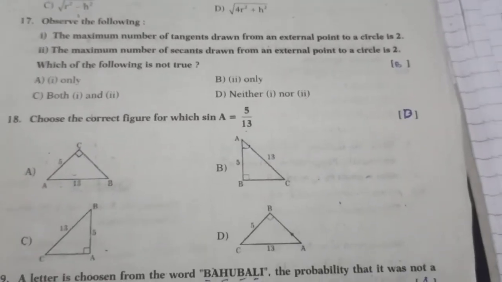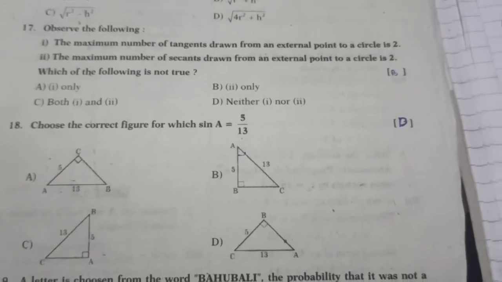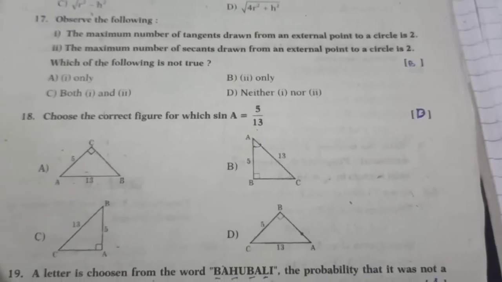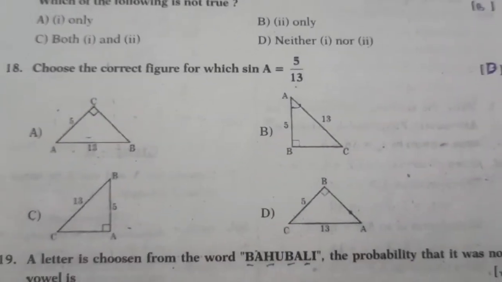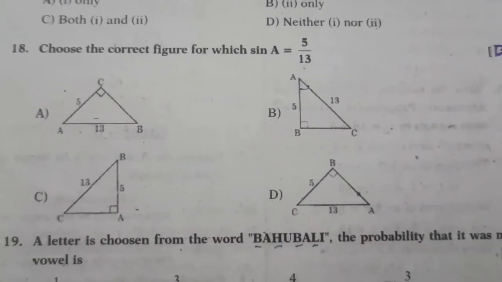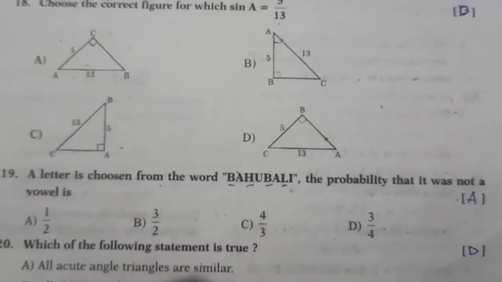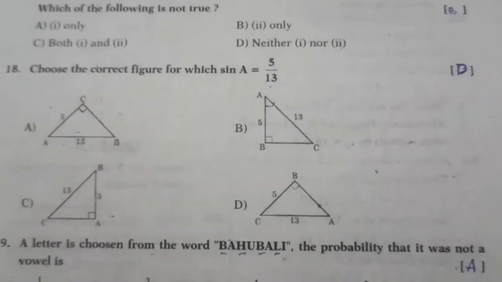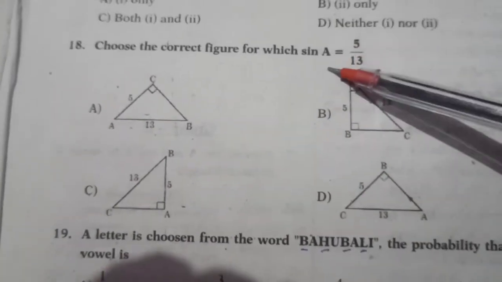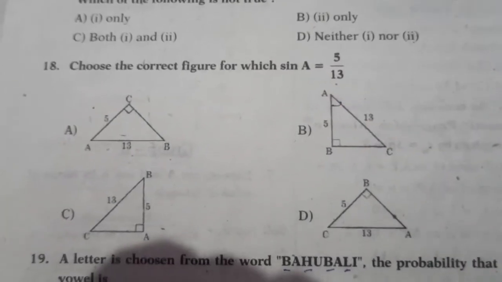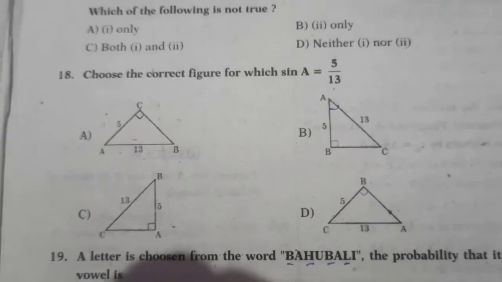Correct figure. See here. Choose the correct figure of sin A equals 5 by 13. It is option D. Option D is correct. How is option D correct? Because he is asking sin A, so we have to take the angle A. So for this sin A, angle B should be 90 degrees.